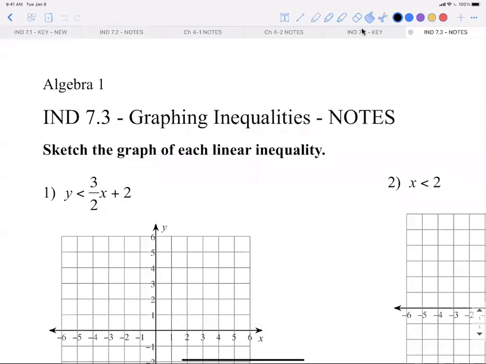All right, indicator 7.3 is graphing inequalities. And again, it's very much like graphing equations, only there's a couple of extra steps at the end.